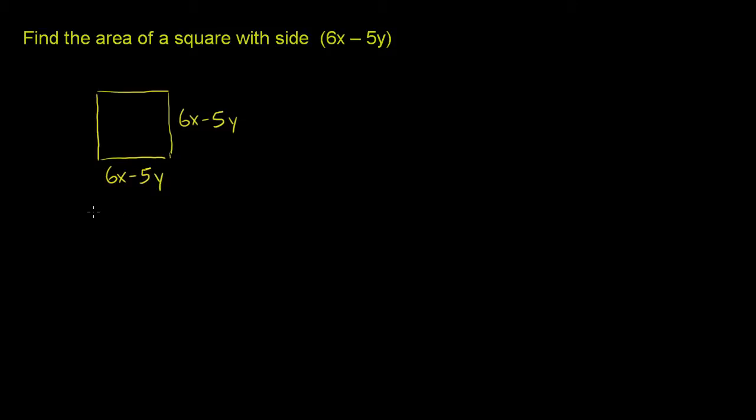And if we wanted to find the area of the square, we just have to multiply the width times the height. So the area for this square is just going to be the width, which is 6x minus 5y, times the height, which is also 6x minus 5y. So we just have to multiply these two binomials.